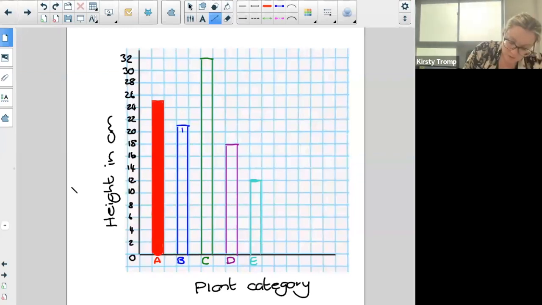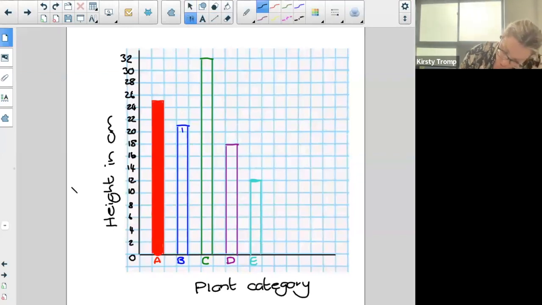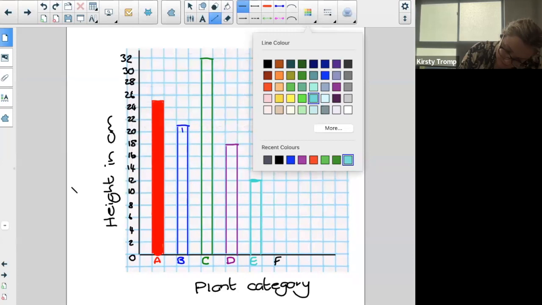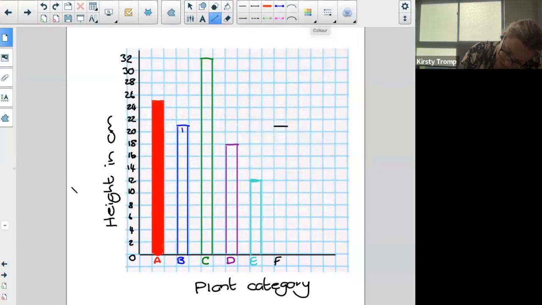And finally, we're going to go with F. For F, I'm just going to pick the last color that's there. F was 21. So there's F. Here, between 20 and 22, I'll find 21. Okay, and I'm going to draw my line going down, and my line going down.